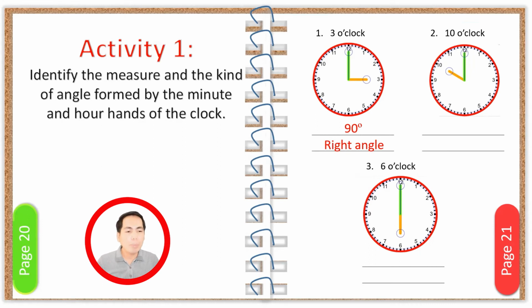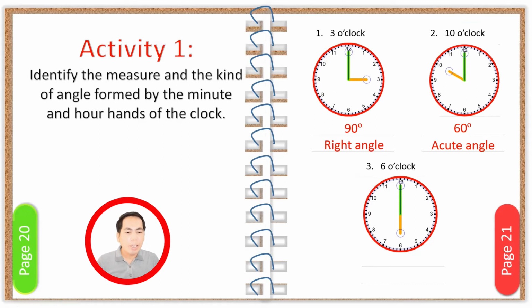Now, let's have number 2. At 10 o'clock, we have 30 degrees plus 30, we have 60 degrees. And this angle formed by the minute and hour hands of the clock is an acute angle because it is less than 90 but more than 0 degree.